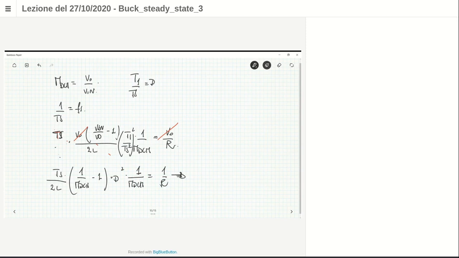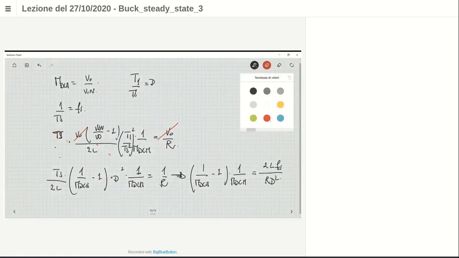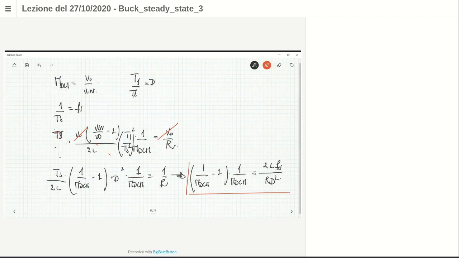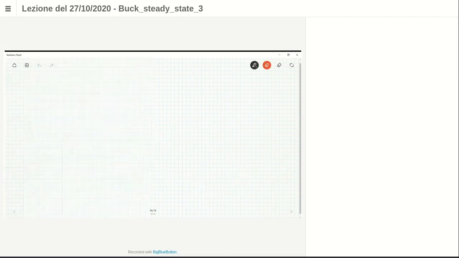We finally get 1 over M DCM minus 1, 1 over M DCM, and then I have equals to 2 L Fs divided by R d square. Let me check. Okay, that's good. Okay, this is the expression from which I can derive the conversion ratio in DCM.